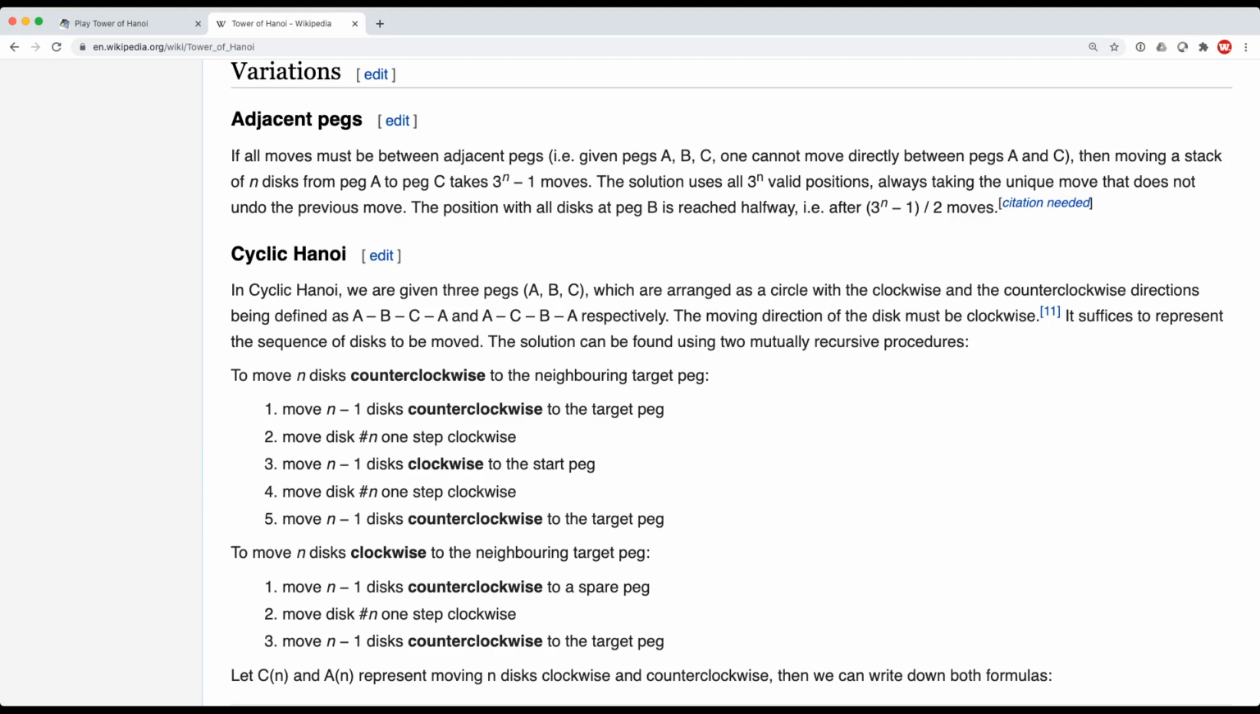So there's lots of variations of this, okay? And one of them that's kind of interesting is instead of thinking of the pegs being in a line, think of them as being on a circle, and you can only move either clockwise or counterclockwise, okay? Which is kind of interesting.